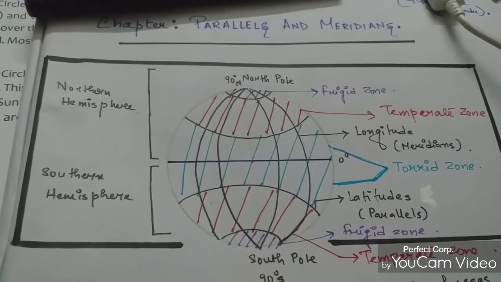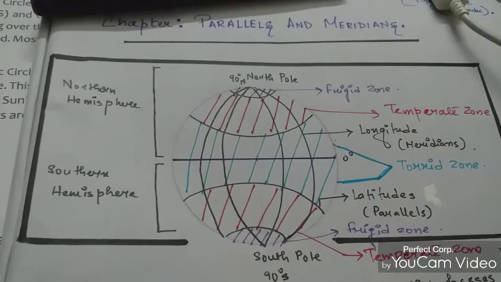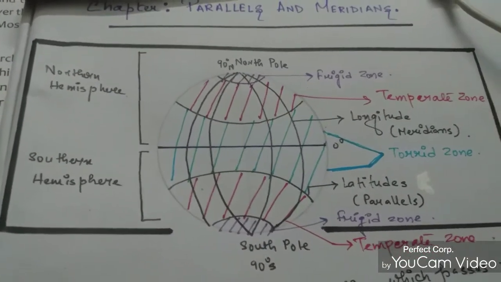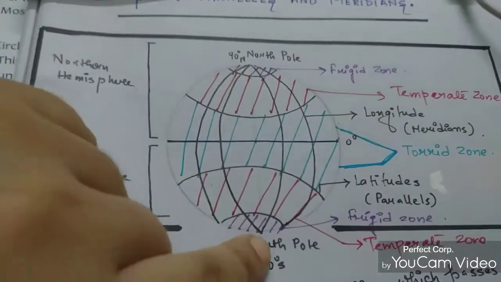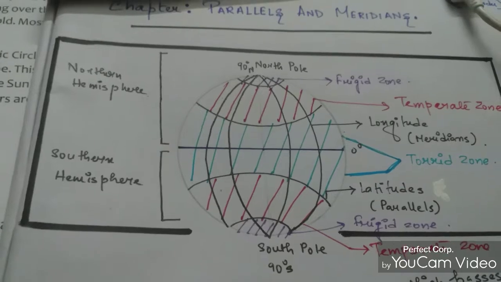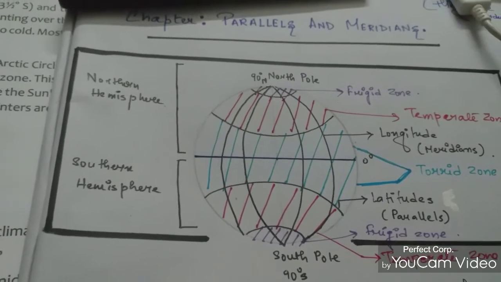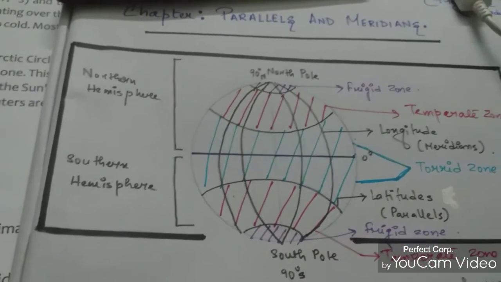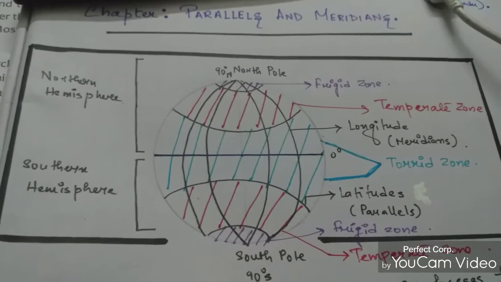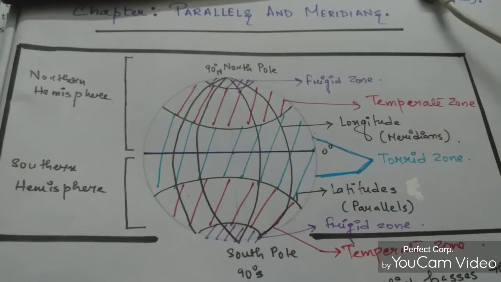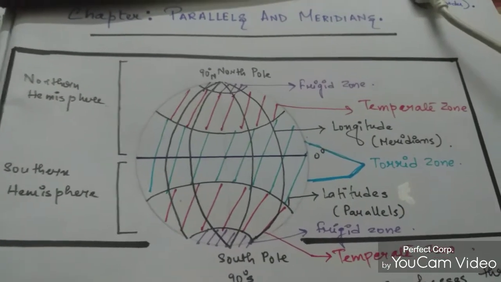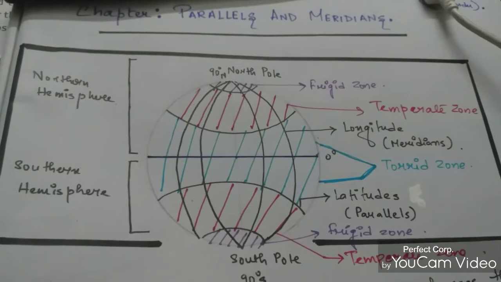Now lines which run vertically forming semicircles in north and south direction, tending to intersect each other at poles, are called meridians. So these are the north to south direction lines, the meridians or longitudes. Meridians of longitude are measured in degrees east or west of the prime meridian, and the meridian that passes through Greenwich, London, marked as 0 degree, is known as the Greenwich meridian. So the prime meridian is basically the 0-degree longitude.